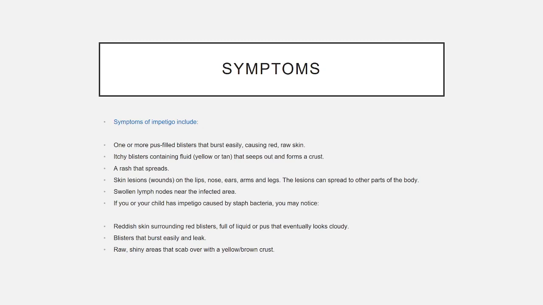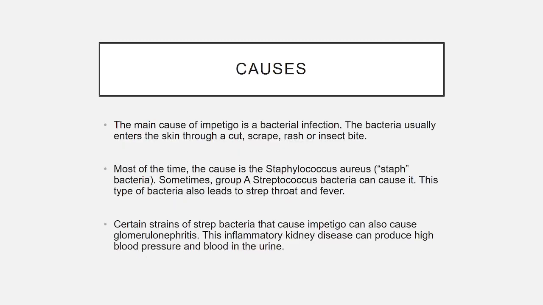If you or your child has impetigo caused by staph bacteria, you may notice reddish skin or surrounding red blisters full of liquid or pus that eventually looks cloudy. Blisters that burst easily and leak. Raw, shiny areas that scab over with a yellow or brown crust.